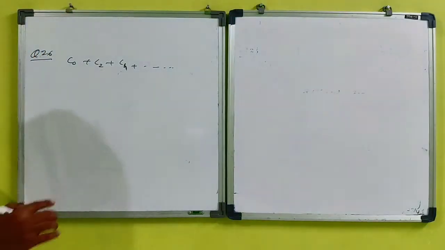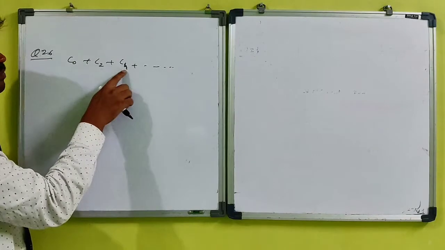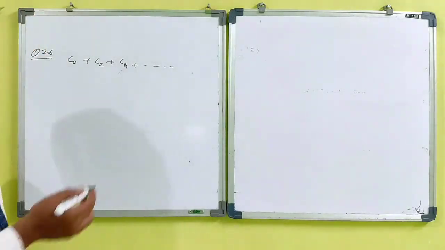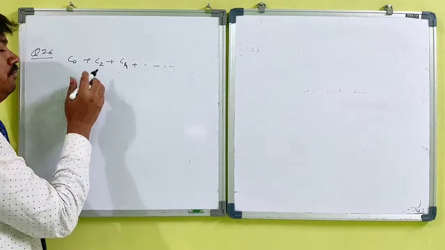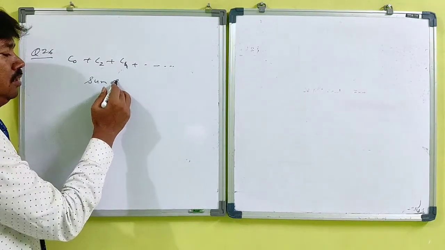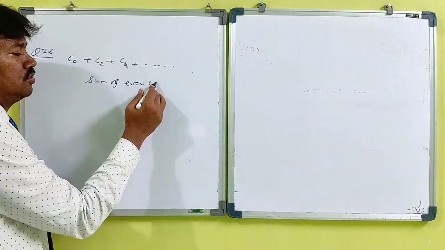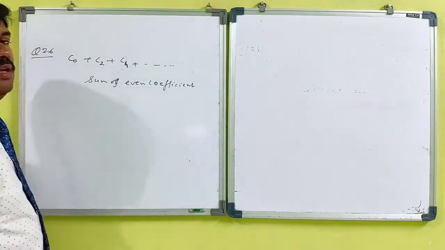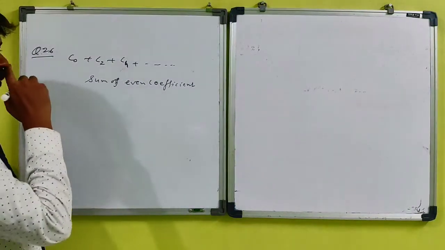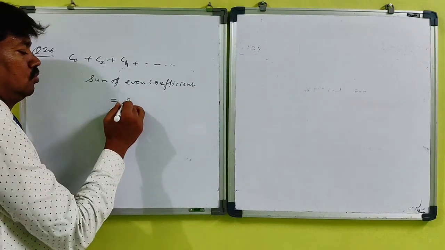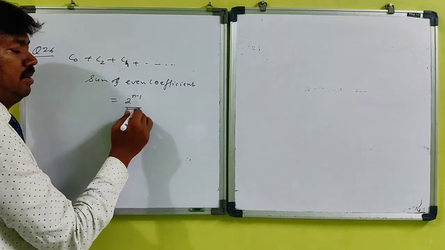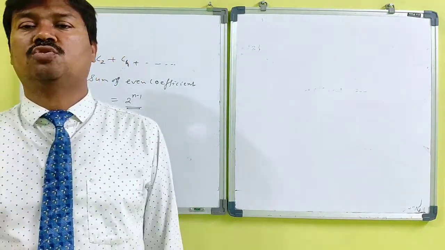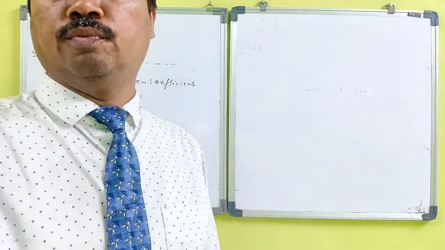Next question, question number 26: C0 plus C2 plus C4, up to this the term is not given, so here it is clearly the sum of even coefficients. So what is the sum of even coefficients? It is equal to 2 raised to n minus 1, because whatever this power is, you will divide by 2. So it is 2 raised to n divided by 2.